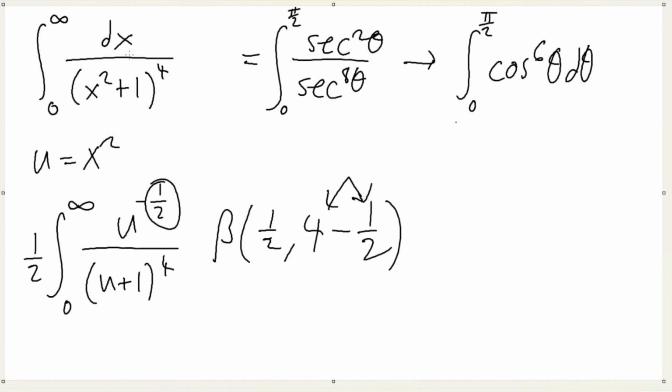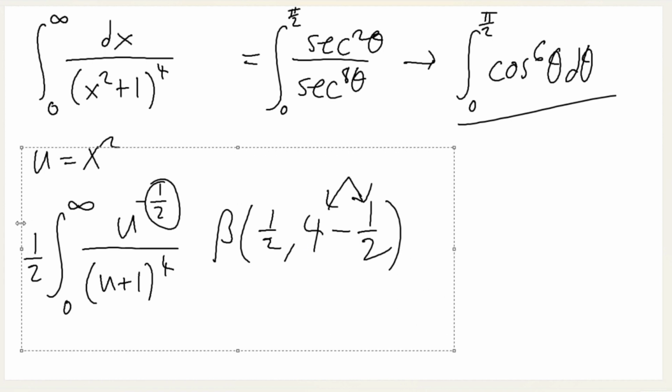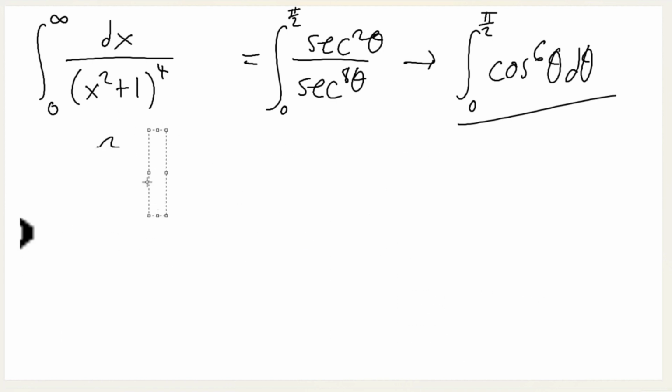Here we could just dive right into Wallis's product. So this is also a good example where sometimes it's easier to just do trig sub rather than the beta function. So in this case, instead of using the beta function, we would just go straight into Wallis's product.